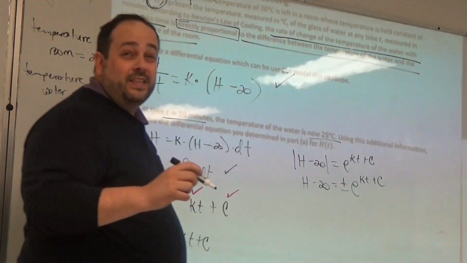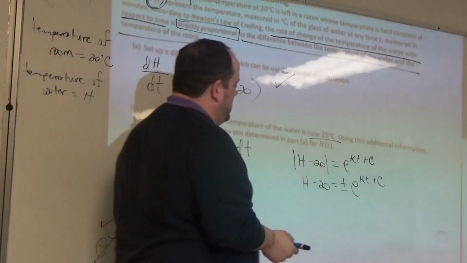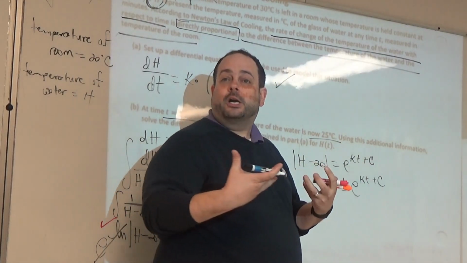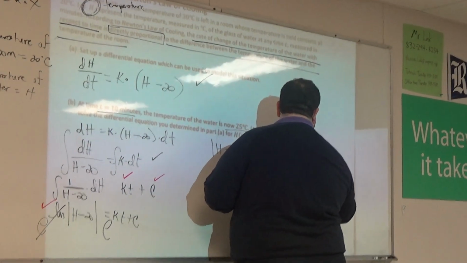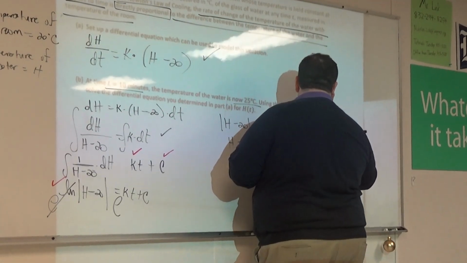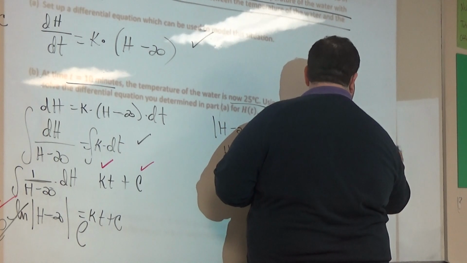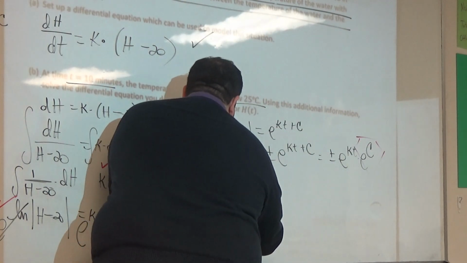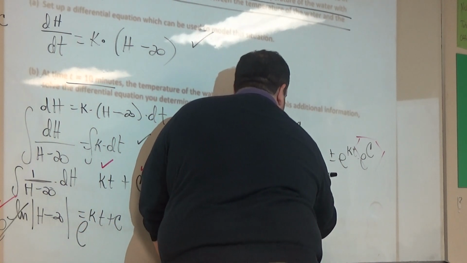There's also one other thing that I really hope you're going to do, Adriana. You can separate e to the power of kt plus c. Right, this e to the kt plus c, I can pull it apart. Now I can say, I've got e to the kt times e to the c, but you guys all know what e to the c is. Big C. Okay, big H minus 20 equals plus or minus c e to the k times t.